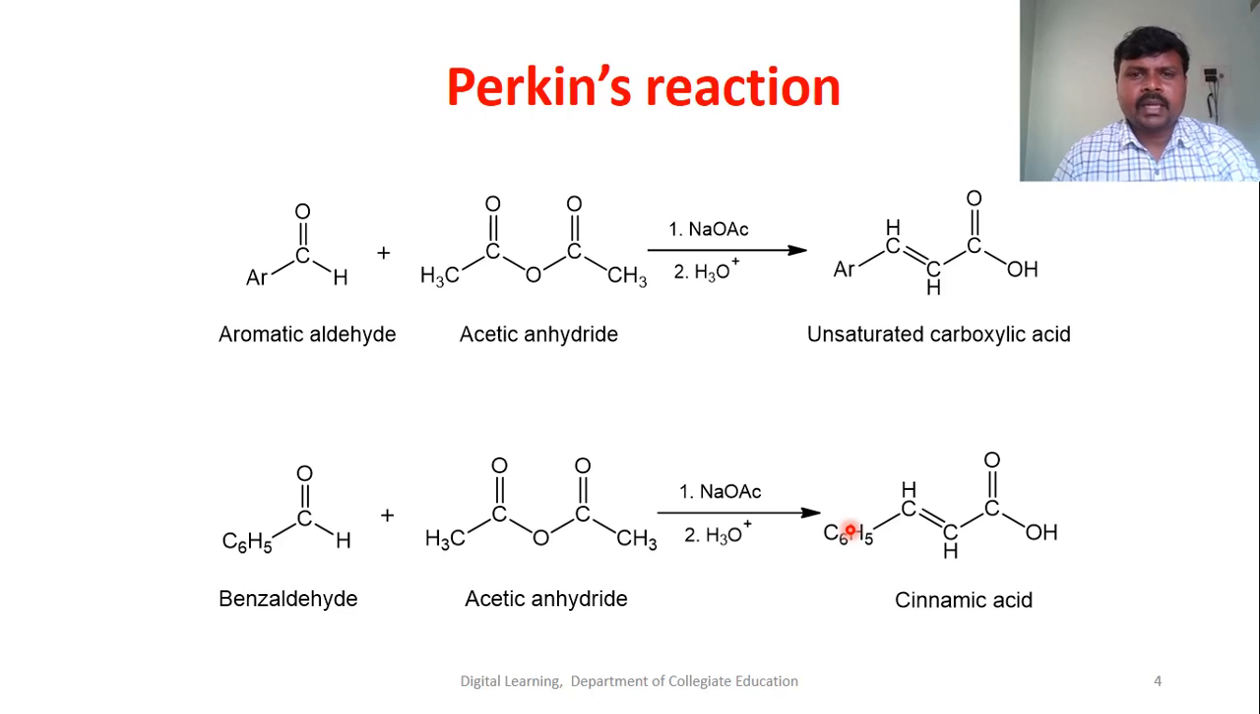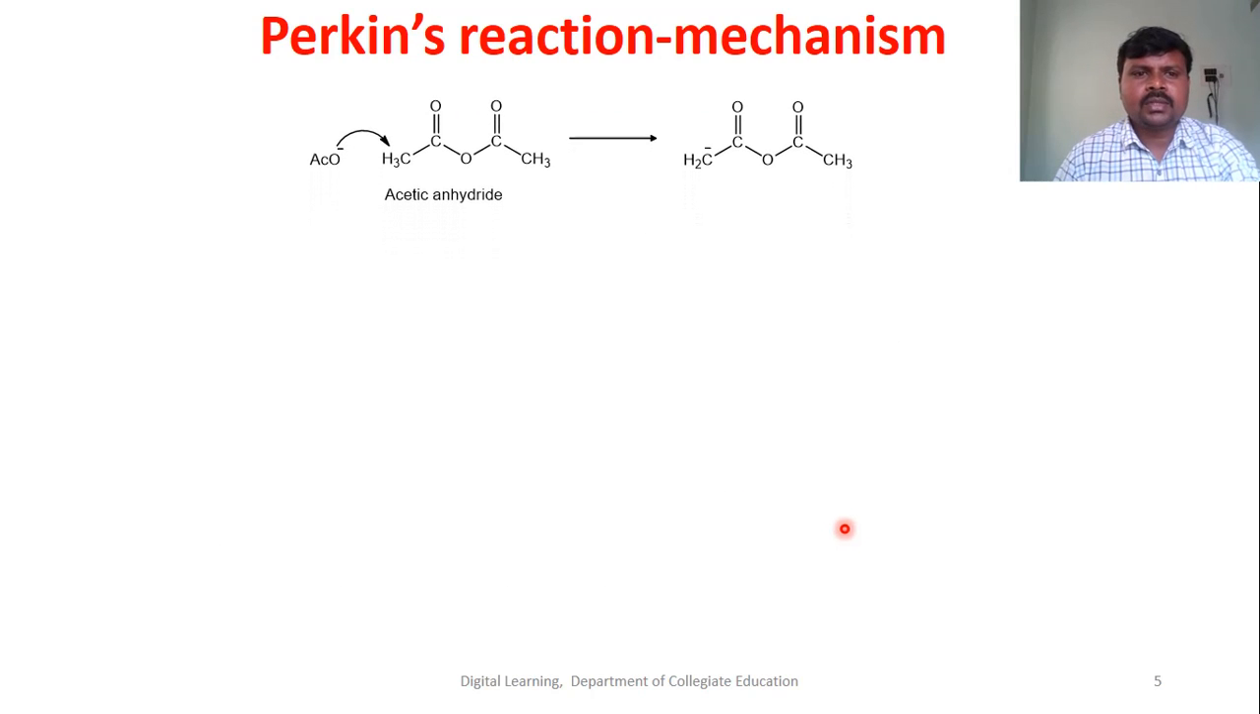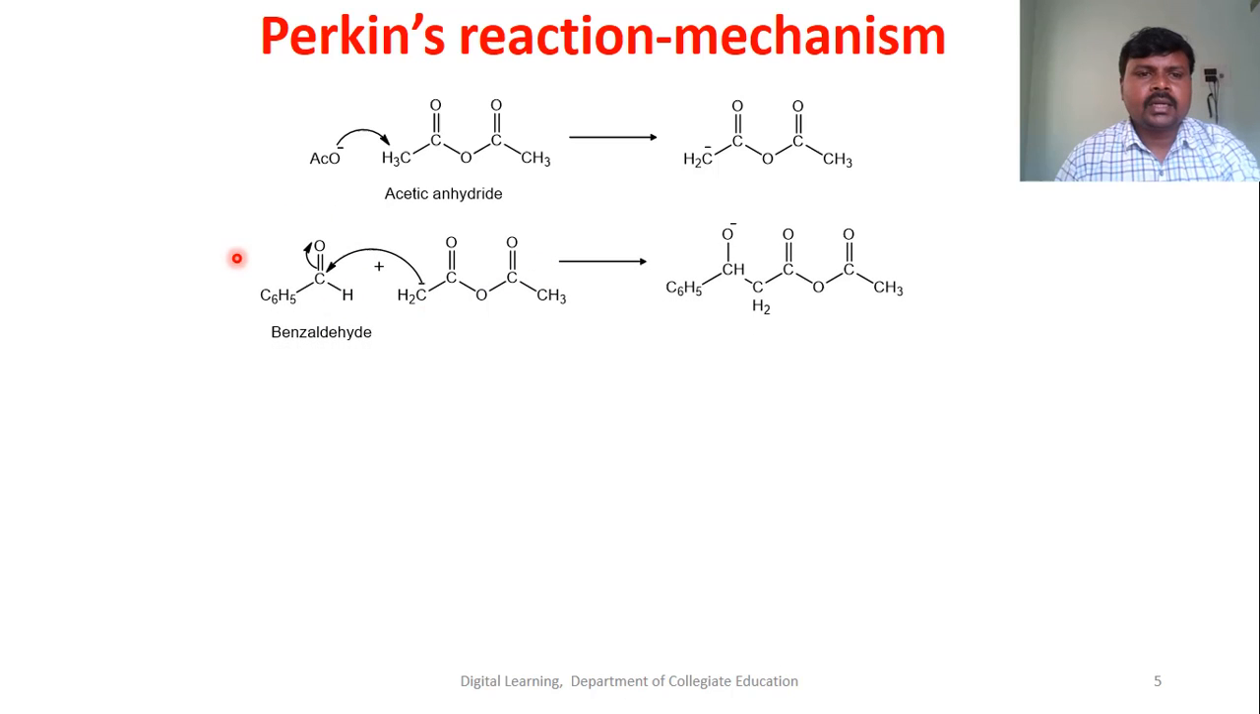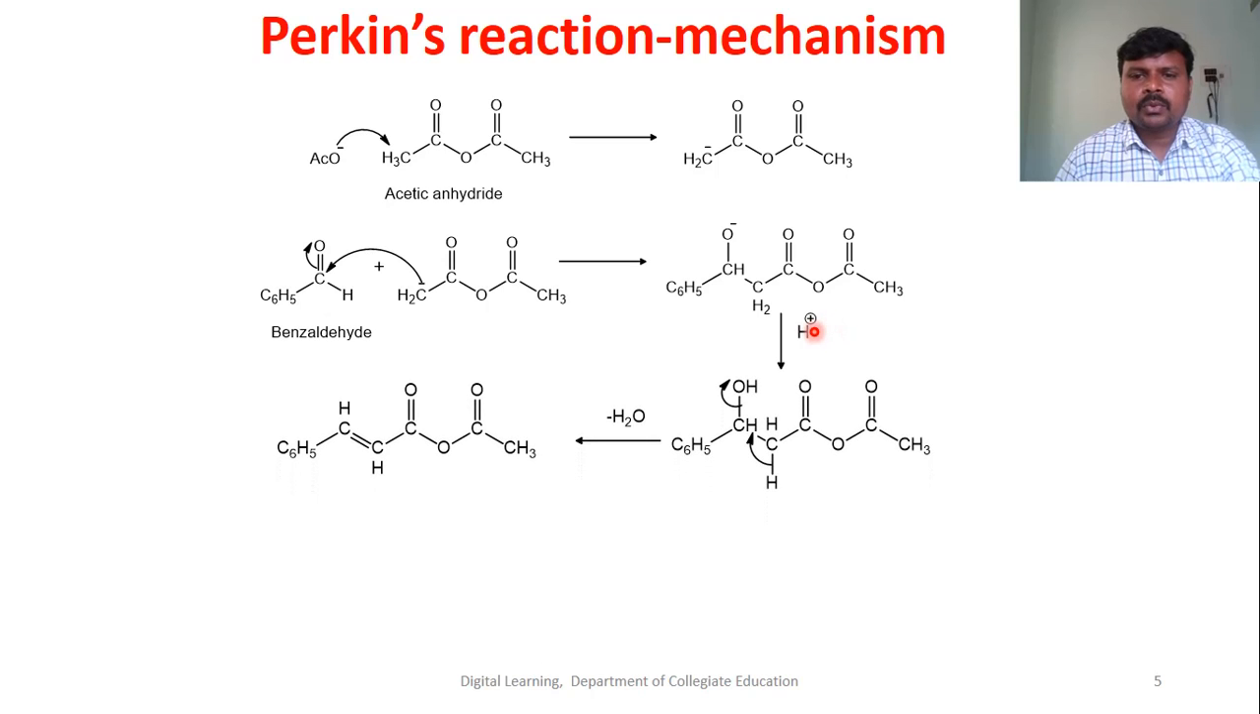Let us move on to the mechanism of Perkin's reaction. In the first step, the acetate ion abstracts a proton from the acetic anhydride to give a carbanion, that is a carbon atom carrying negative charge. In the next step, this carbanion attacks the benzaldehyde at the carbonyl carbon atom, and the pi bond breaks and the pi electrons move over to the oxygen atom to form alkoxide ion. This is the alkoxide ion. In the next step, this alkoxide ion gets a proton from solvent to form a hydroxyl group.